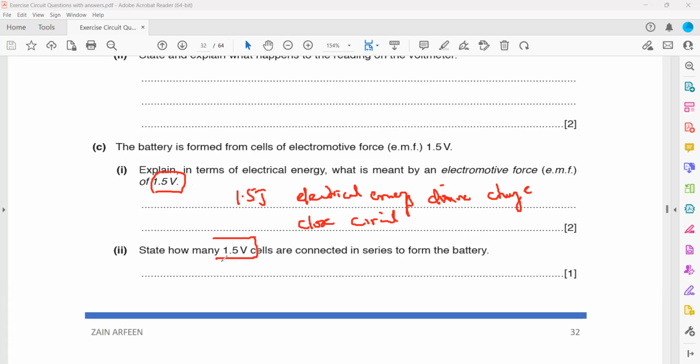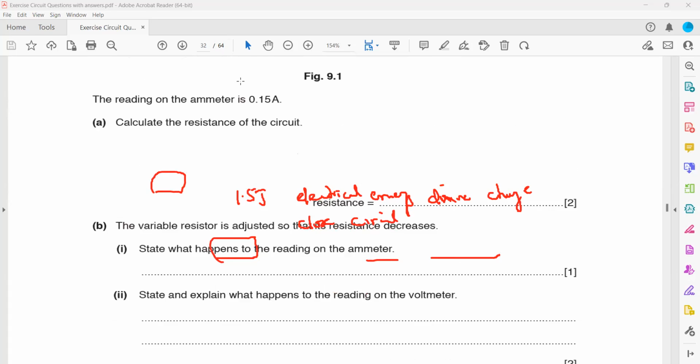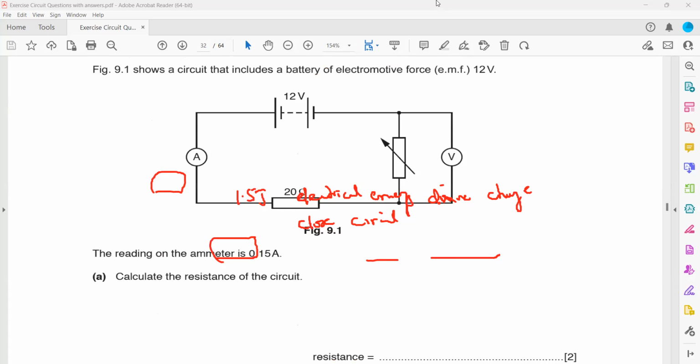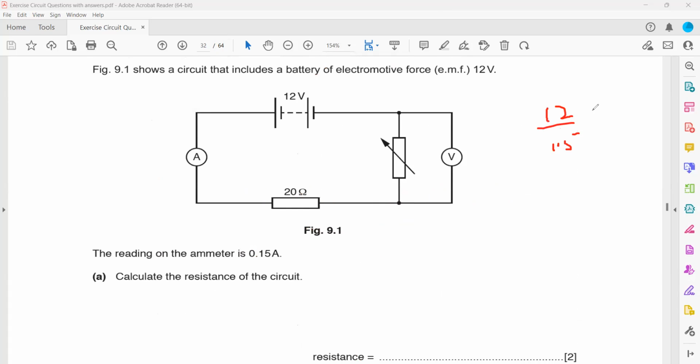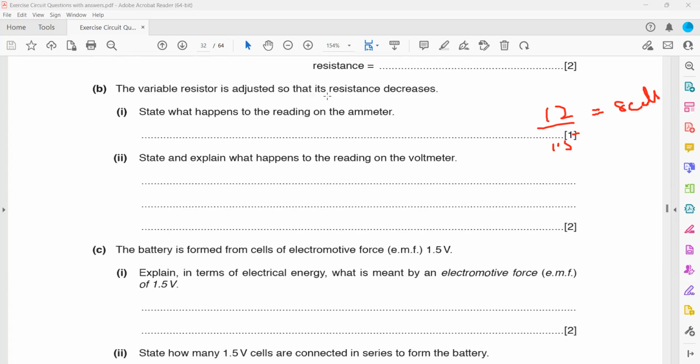How many 1.5 volt cells are connected in series to form a battery? What is the voltage of the battery? The voltage of the battery was 12. If each cell is 1.5, how many cells are connected? It will be 12 divided by 1.5, which equals 8 cells. So 8 cells were connected in series to make the voltage 12. So this is about half of the exercise about circuits.